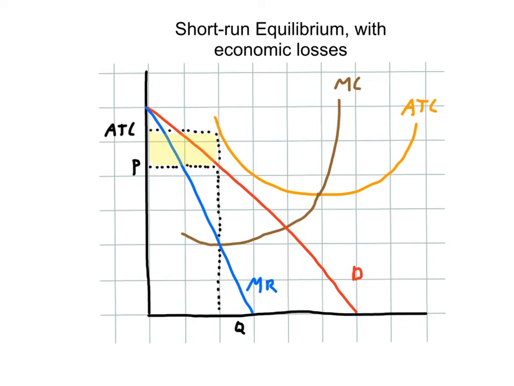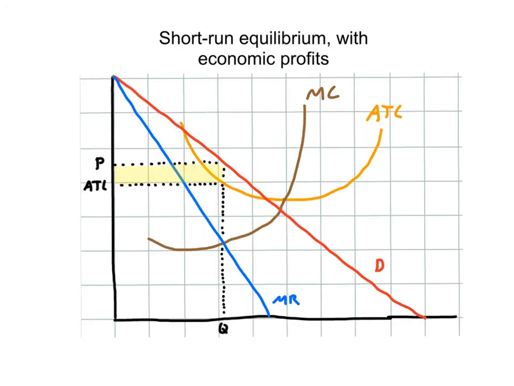As that happens, the companies that remain in the industry will see their demand curves shift to the right until the demand curve lies tangent to the average total cost curve, and we're back in long-run equilibrium where price equals average total cost. The opposite happens when there's a short-run equilibrium in which monopolistically competitive firms are earning economic profits. Notice here the demand curve doesn't lie tangent to the average total cost curve. Instead, it's sort of to the right. It's a little higher than the previous demand curves.